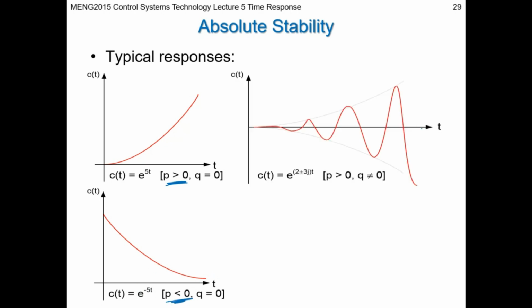It's stable. If we have a positive p and a non-zero q, then that q, that imaginary part, the 3 here, is going to create a cyclical response, but the 2 in this case is above 0, it's positive, so you're actually going to have an exponentially growing window within which your cyclical response cycles at the frequency given by q.